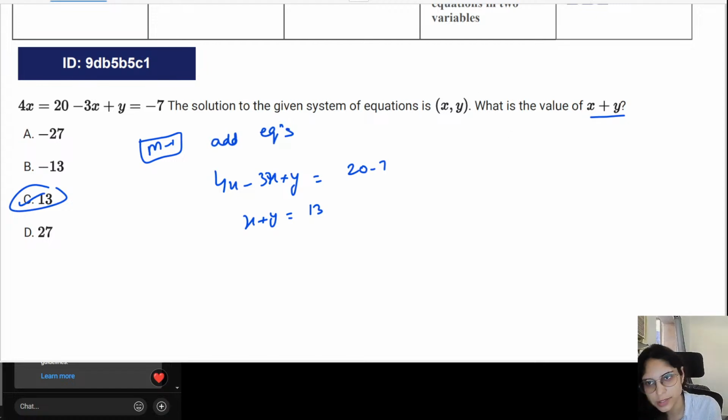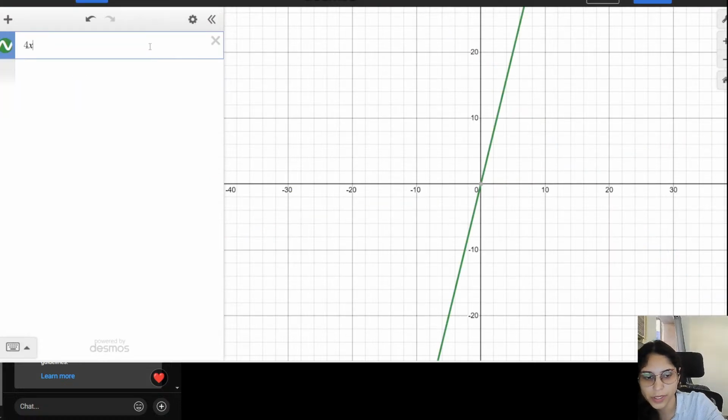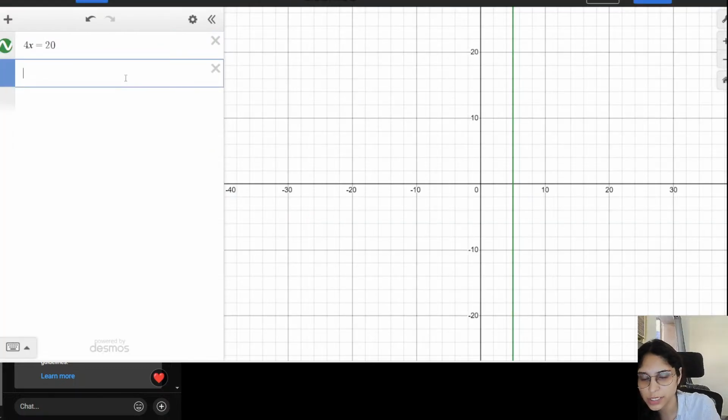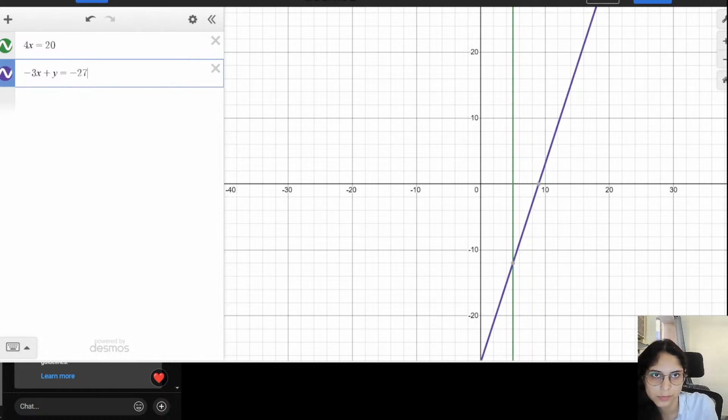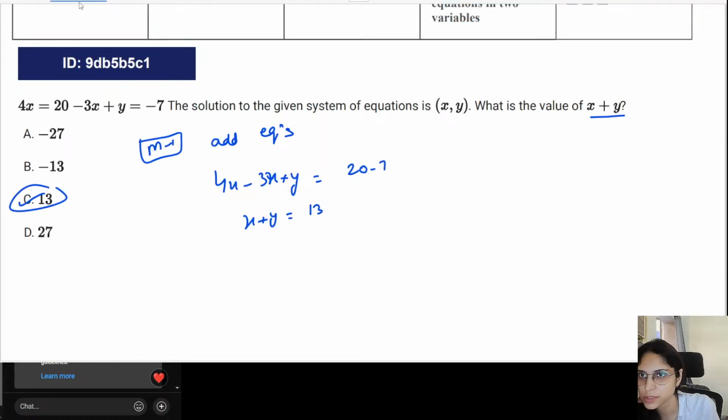In Desmos, you will be doing x is 5, or 4x equals 20. Negative 3x plus y equals negative 7. 5 comma 8, 5 plus 8 is 13. I would say use this method.